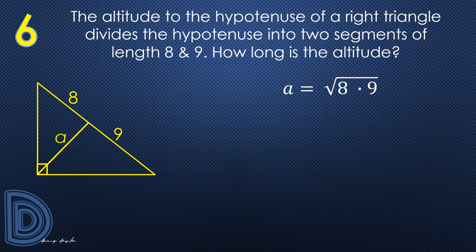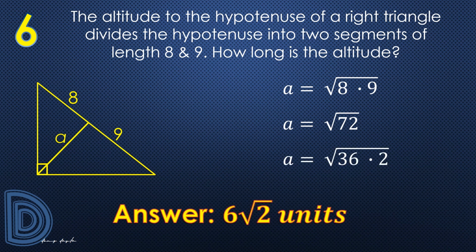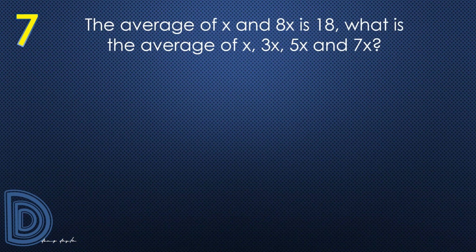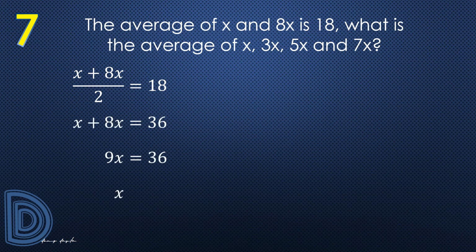So A is equal to square root of 8 times 9. A is square root of 72, and 72 is 36 times 2. Therefore, A is 6 square root of 2. Number 7, we get the average of x and 8x equals 18. From there, we can get the value of x. So we have 9x equals 36 and x equals 4.